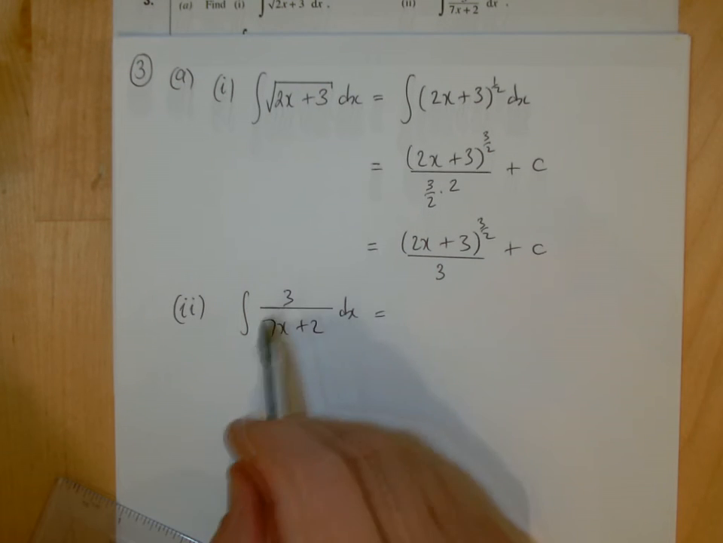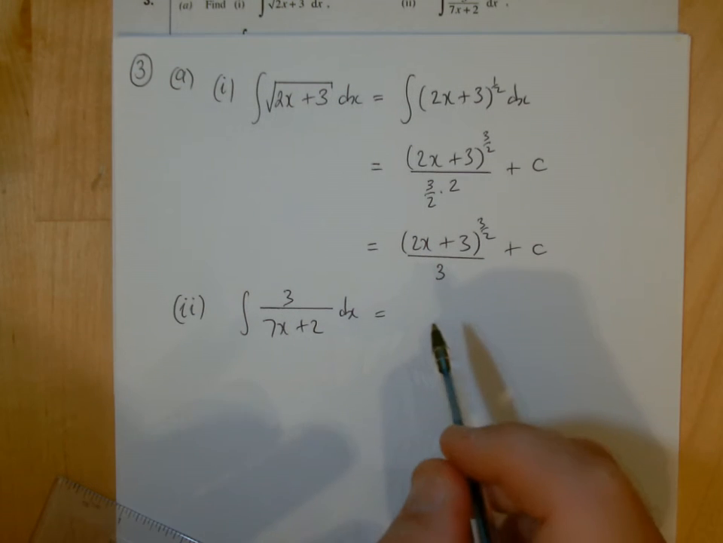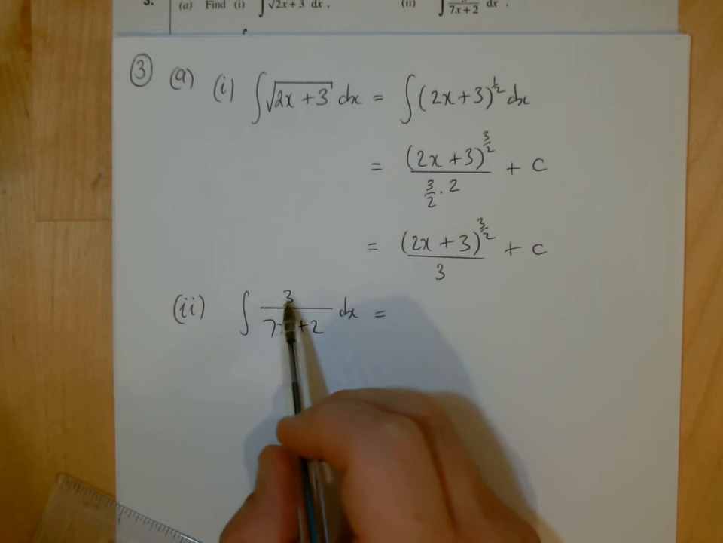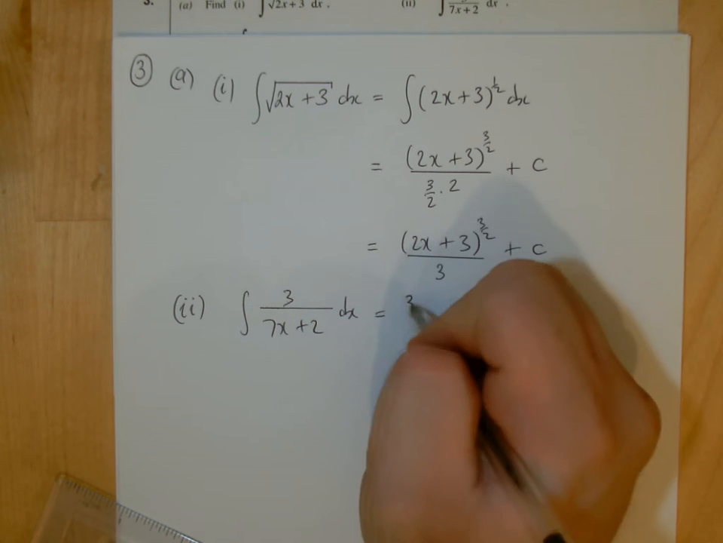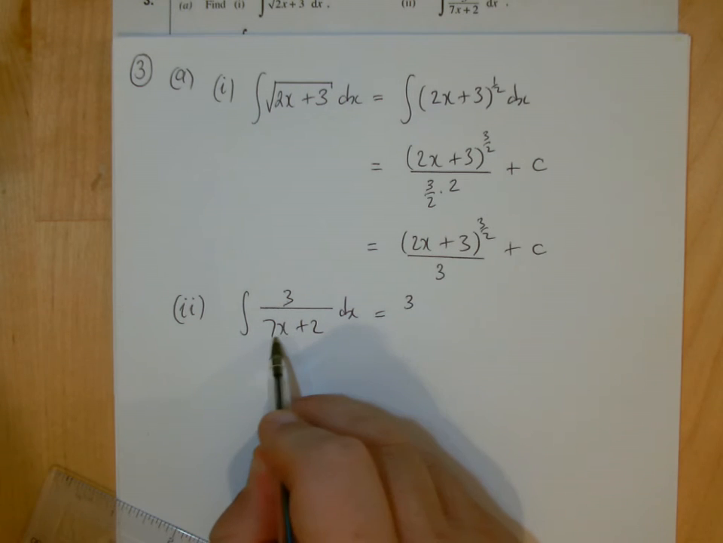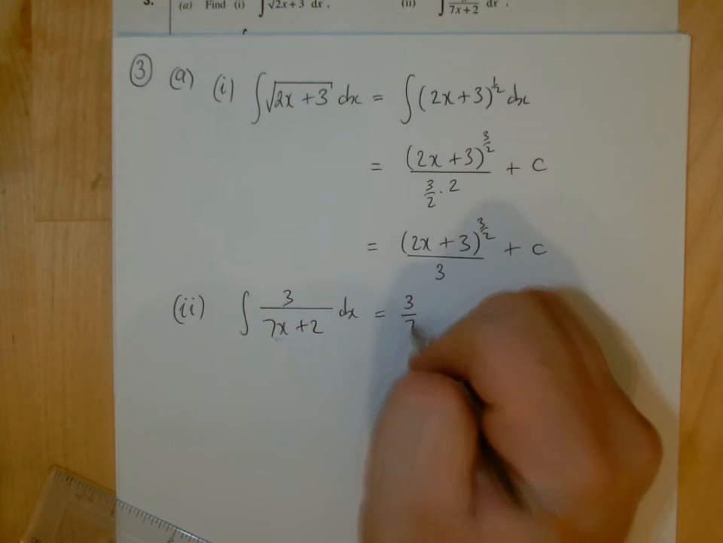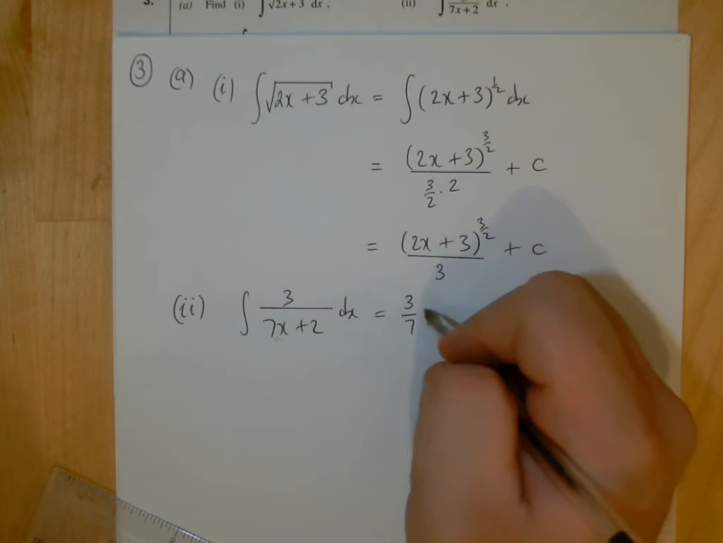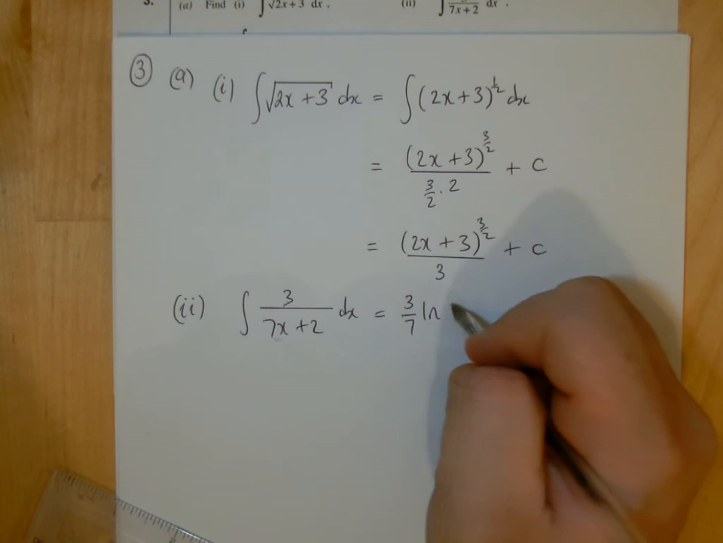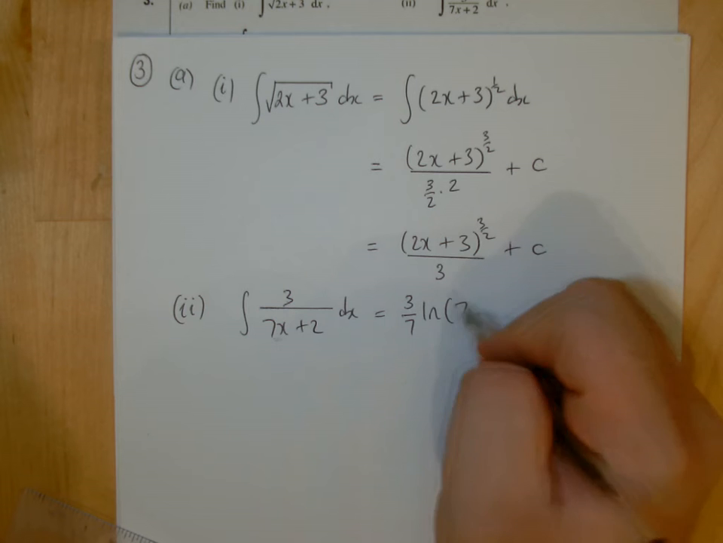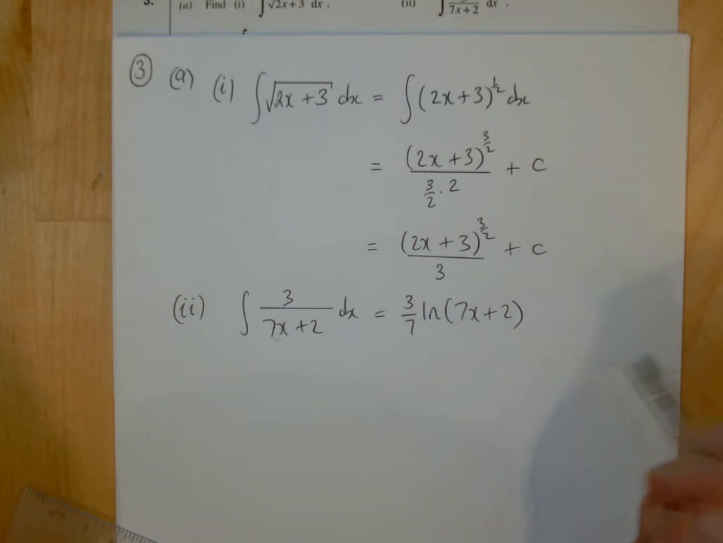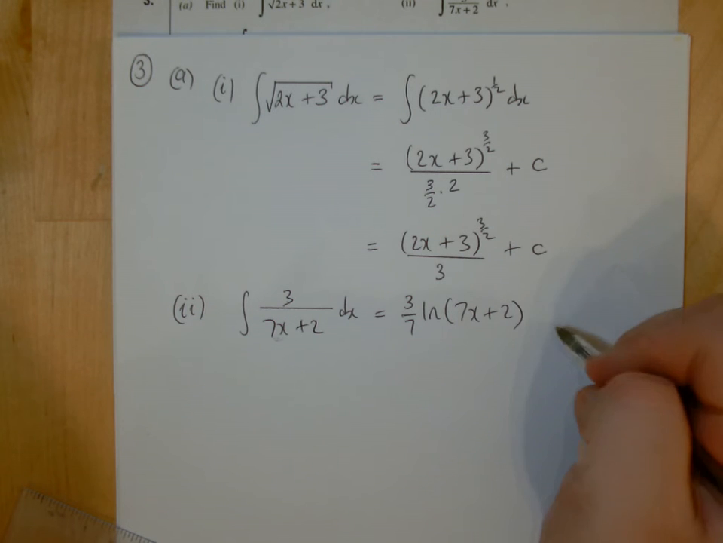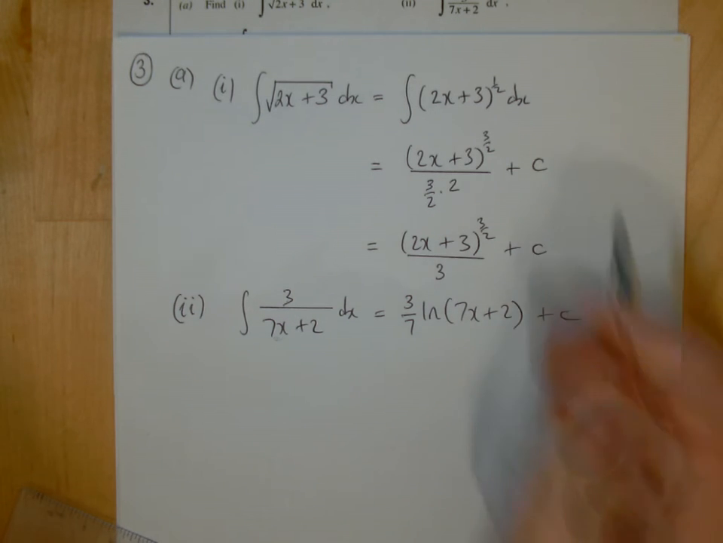So we need to recognize this linear on the bottom, so we use ln, and it's really simple because you just look at what's on top, which is 3, look at what's on bottom next to the x, which is 7, so you get 3/7 as a fraction in front of the ln, and then it's ln of 7x plus 2, plus the constant.